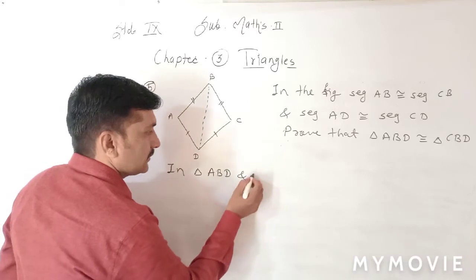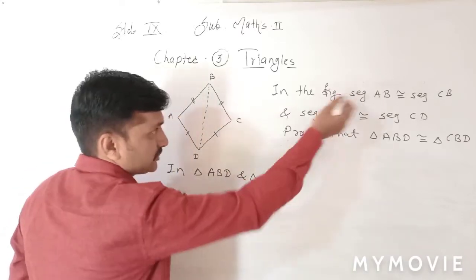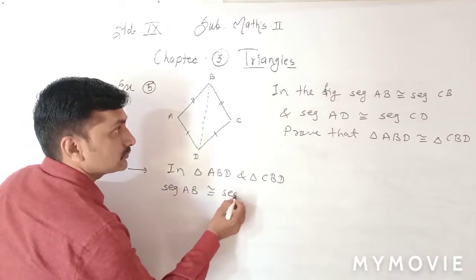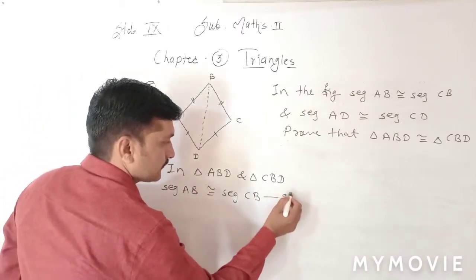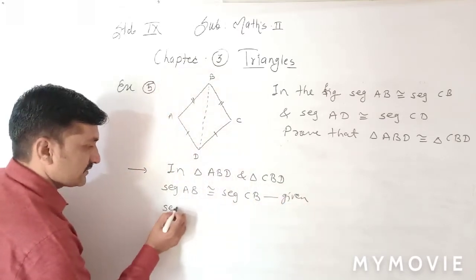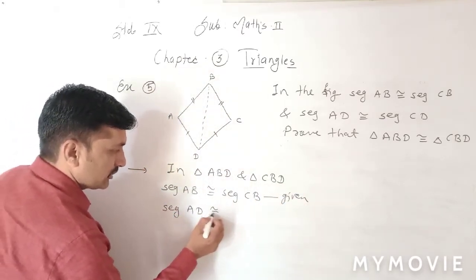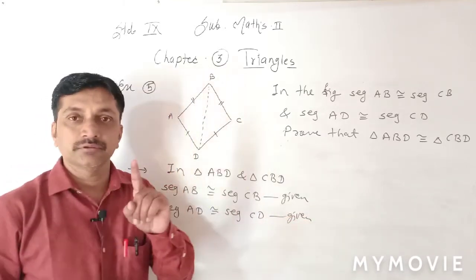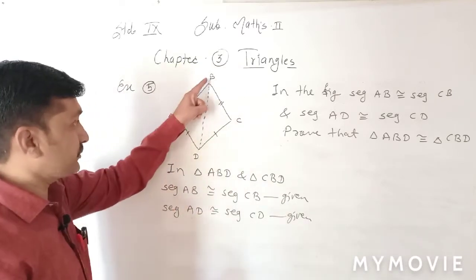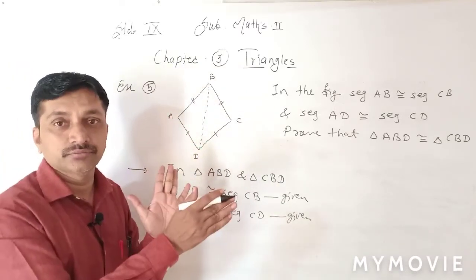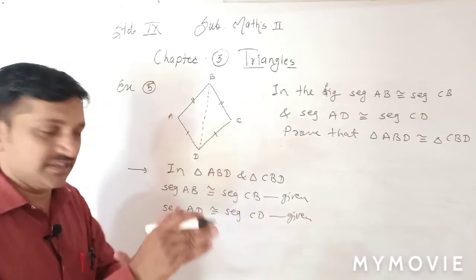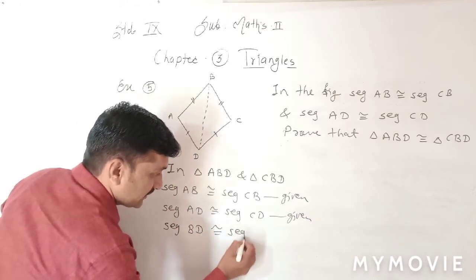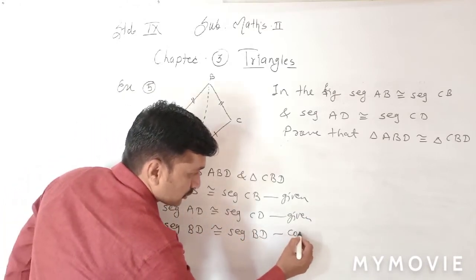ABD and triangle CBD, first write given: seg AB congruent seg CB, it is given. Seg AD congruent with seg CD, it is also given. And only one element we need, and that is, you see here, BD is common to both. BD is congruent with itself. Seg BD congruent with seg BD, and support: common side.